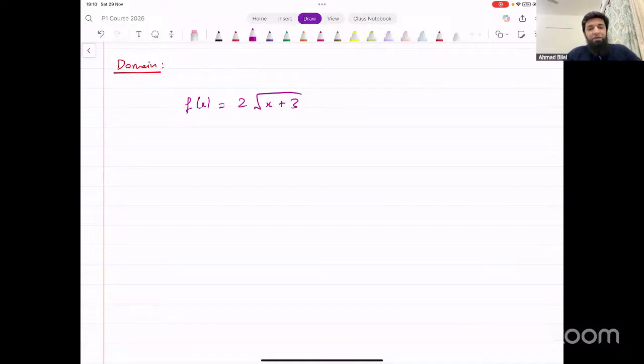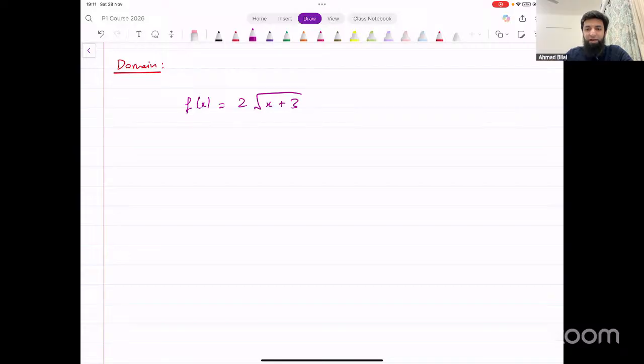Now, is there any restriction on the values of x that I can input in this function? Can I just input any value of x in this, or is there any restriction on this? What do you think? Can I input just any value of x in this?